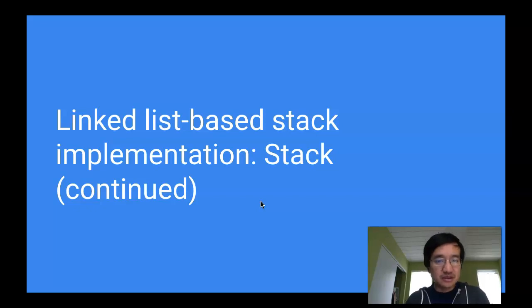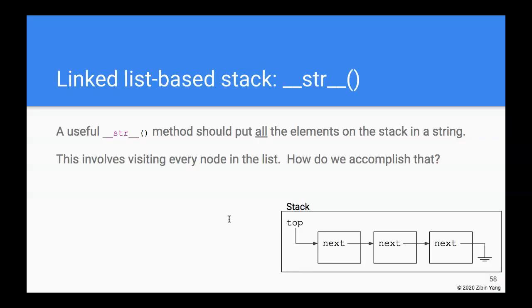So in this video, we're going to continue to talk about how to implement a stack based on the linked list idea. To pick up where we left off in the previous video, we are going to write the string method. Now, a useful string method should show us everything that is in the stack, starting from the top, right? That basically involves walking down this linked list and visiting every single one of the nodes, and putting their information in one string. So how do we accomplish that?